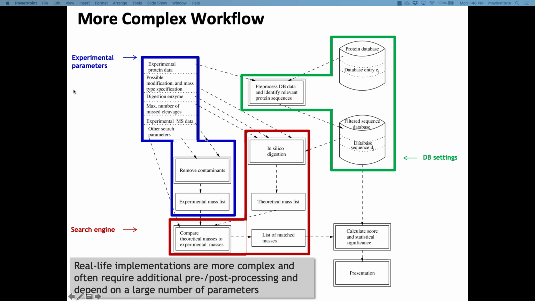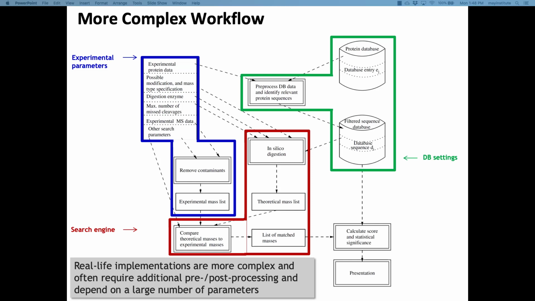The instrument parameters need all be set properly for the search engine. Otherwise, you start seeing funny things popping up. Variable modifications, oxidation, for example. If that is not configured properly and all your methionines are oxidized, you will simply not find anything.